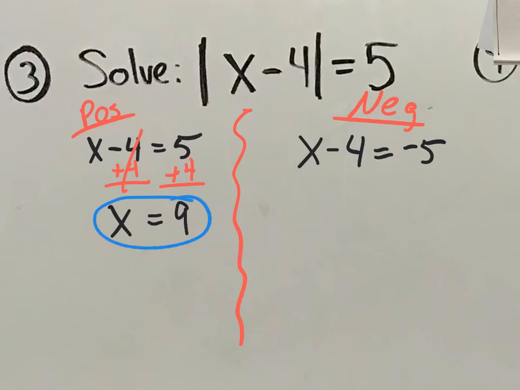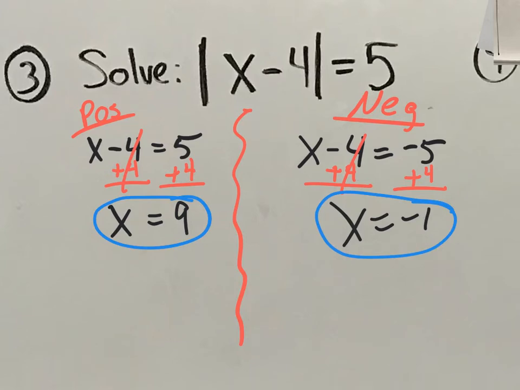And we're still going to get rid of that minus 4 by doing the same thing, plus 4, just like we did on the other one. What you do to one side, you do to the other, plus 4. And I have the x left over, the equal sign. Negative 5 plus 4 is negative 1. So those are our two answers.